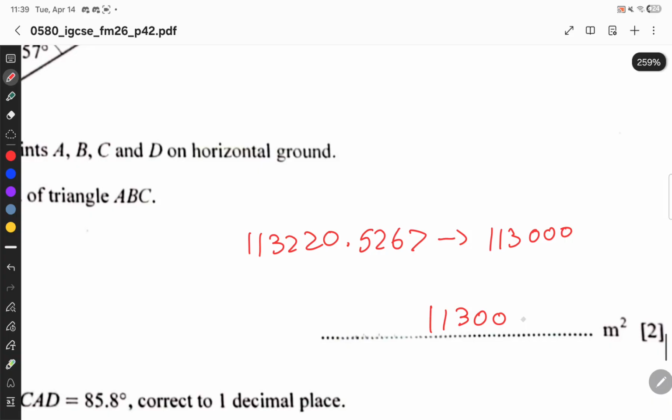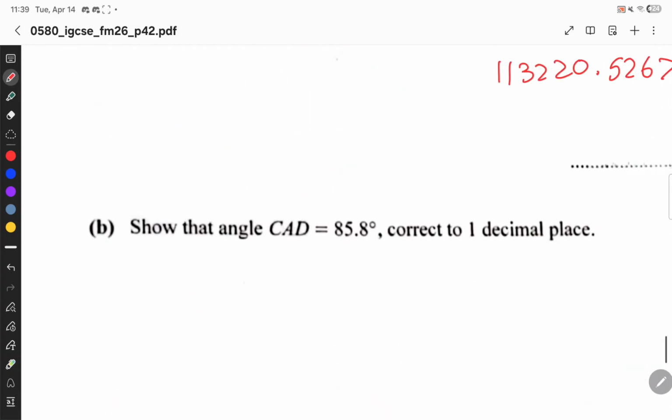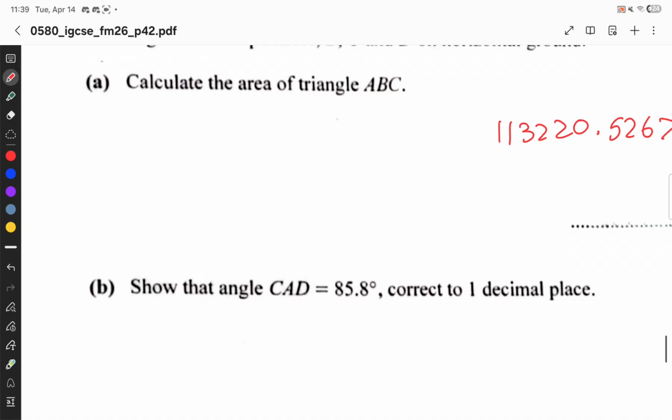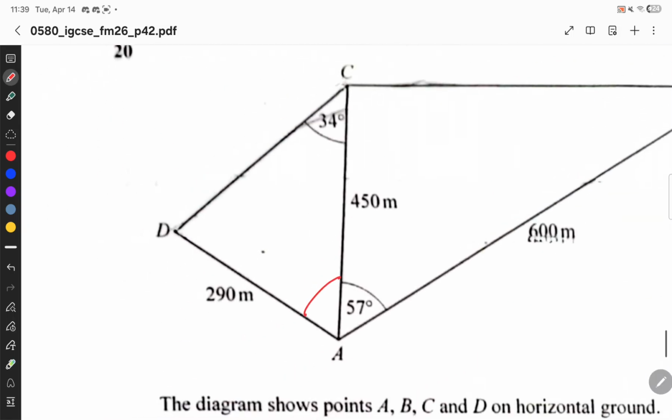Mark me whatever way you want. Okay, fight me. Show that angle CAD is equal to 85.8, correct to one decimal place. CAD is equal to some angle.